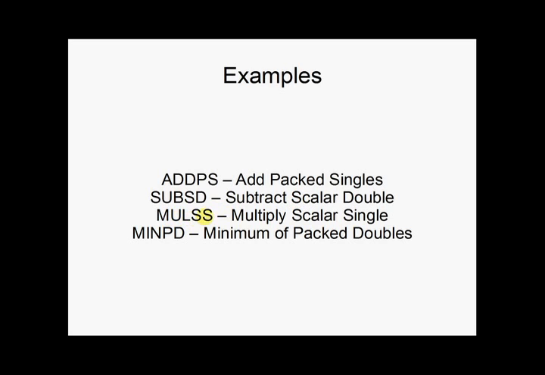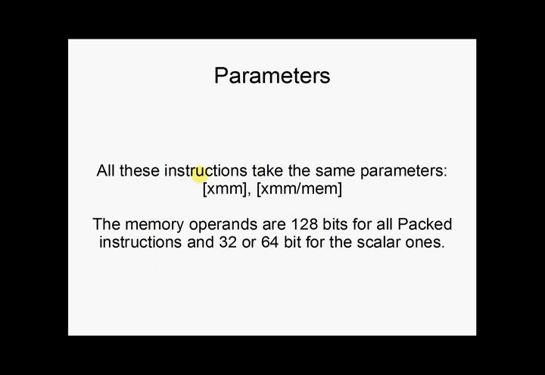The next one is MULSS, which is the mnemonic for multiply scalar single. Or we could do MINPD, which would give us the minimum of packed doubles from SSE 2. Okay, just a few examples of the mnemonics.